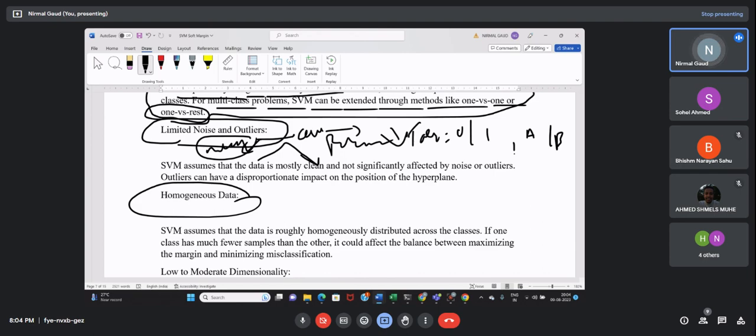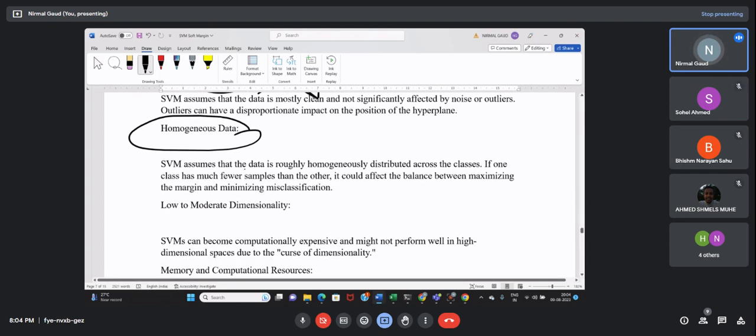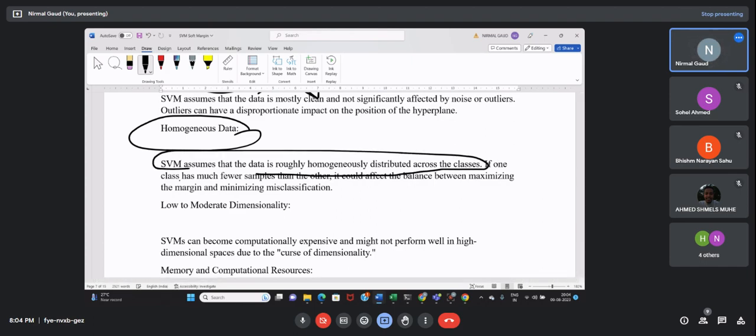So homogeneous data, what does this mean? It assumes that the data is roughly homogeneously distributed across the classes. Okay, so not heterogeneous, homogeneous, same. That's what we call homogeneous. So it assumes that the distribution of data is homogeneous in nature.